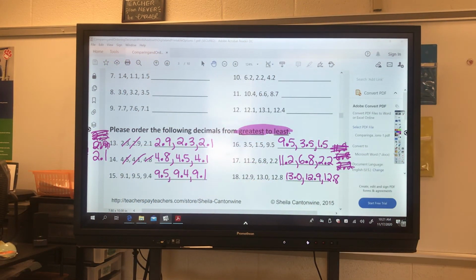Okay, there's a backside to your paper, okay? The backside is level 2, all right? It's just a tad bit harder, but it's not really that much harder, okay? It has the same exact things that are on the front side, on the level 1 side, okay? I want you to do those 18 right now, all right?